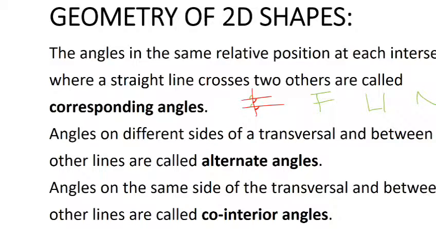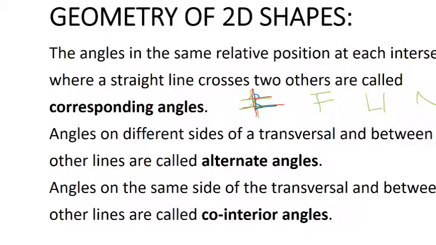So if you can identify the F, right? This is an F right here. There is an F as well. Now I'm going to use a different color pen. Here's another F in the wrong direction, and those are the two corresponding angles.